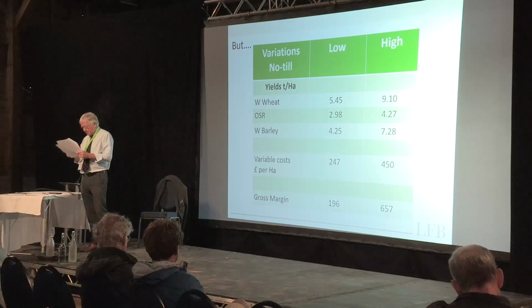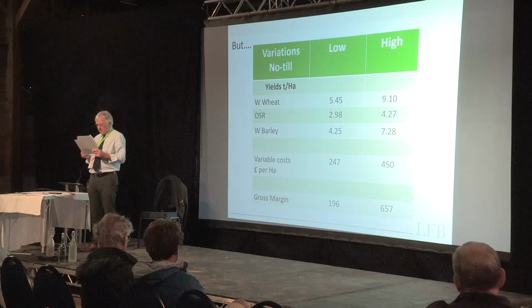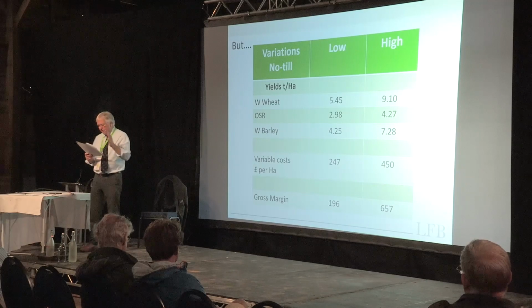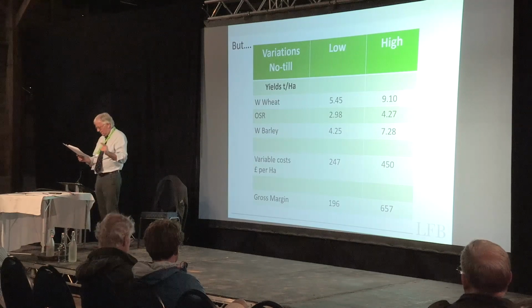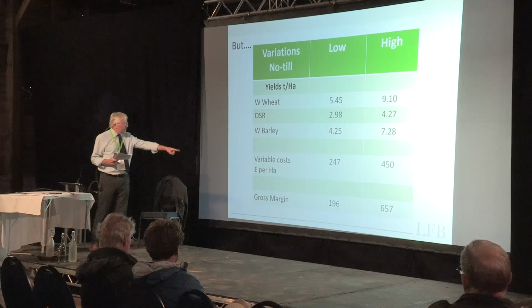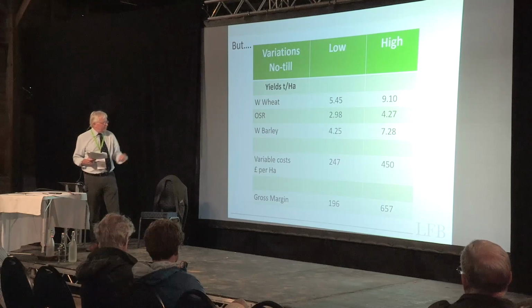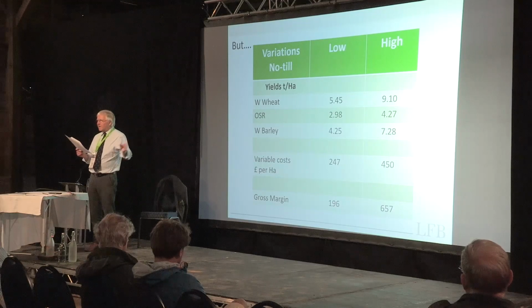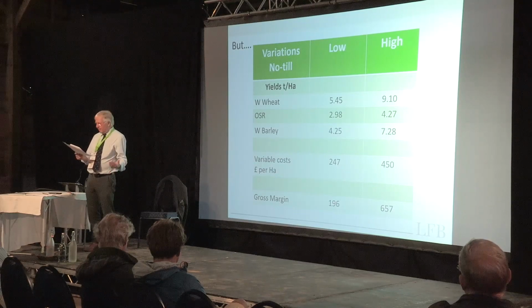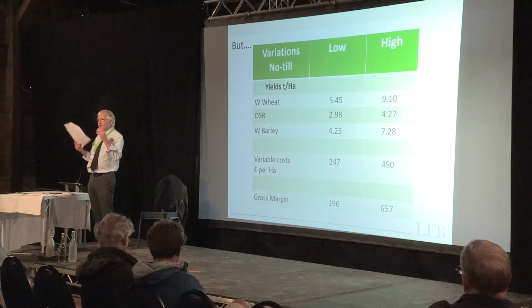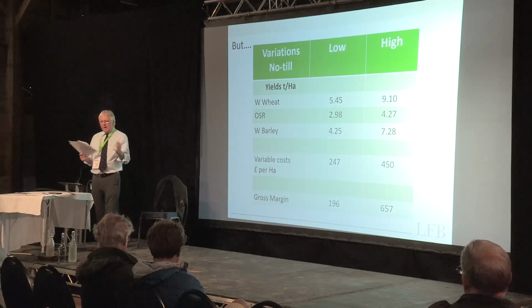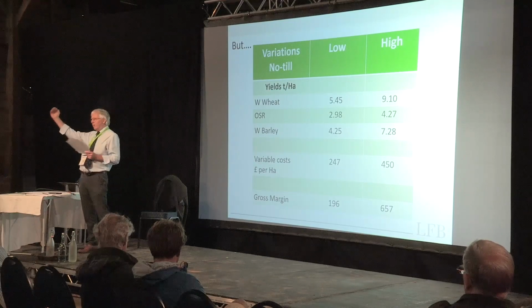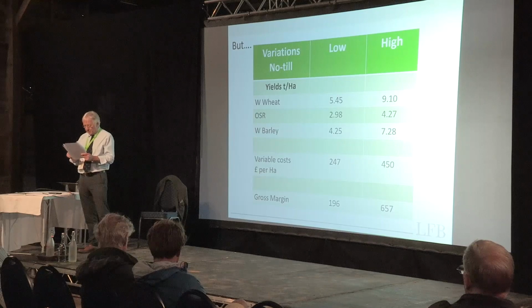So the variable costs vary from 247 up to 450. And the gross margin you saw is the average of 397. The average of 397 is within the range of 196, 200 up to 650. And the 650 is above the average in LFB. The average in LFB was 592. So you can see now there's a range in there. Actually, although the average is lower in no-till, the range goes well beyond the average in the LFB survey.